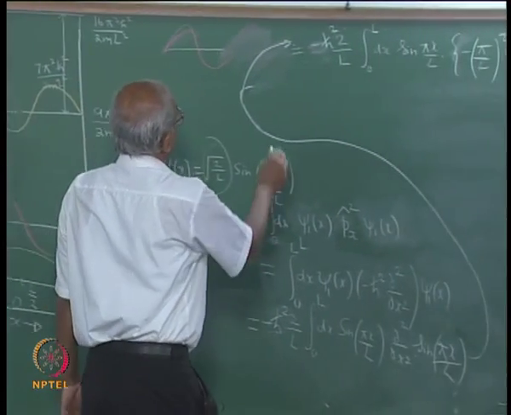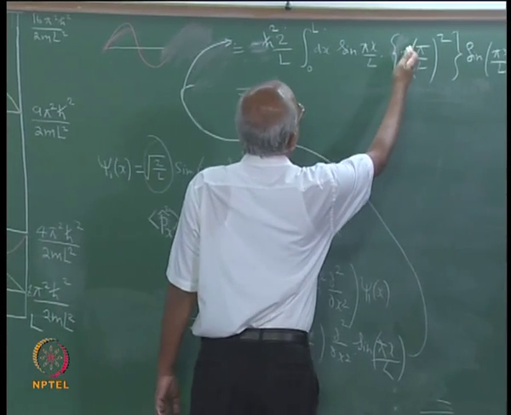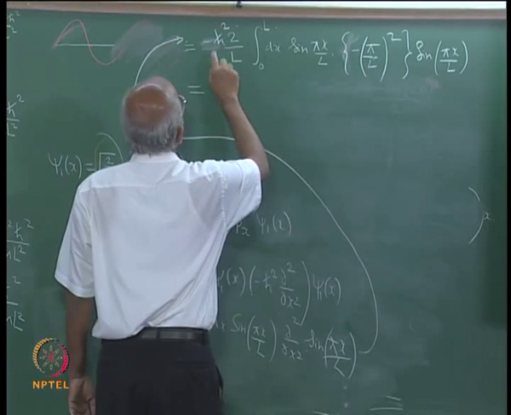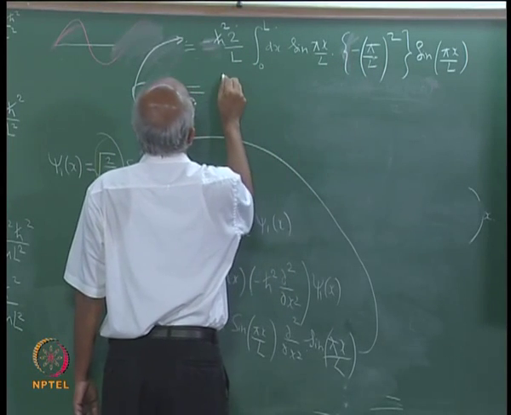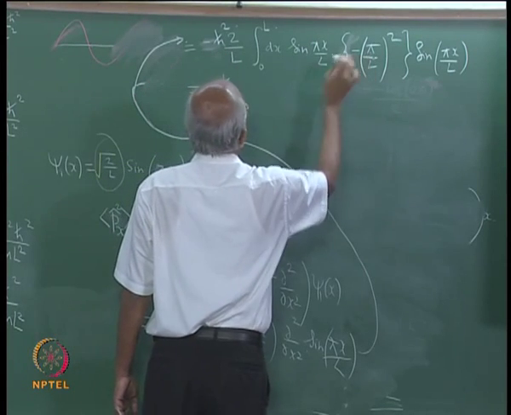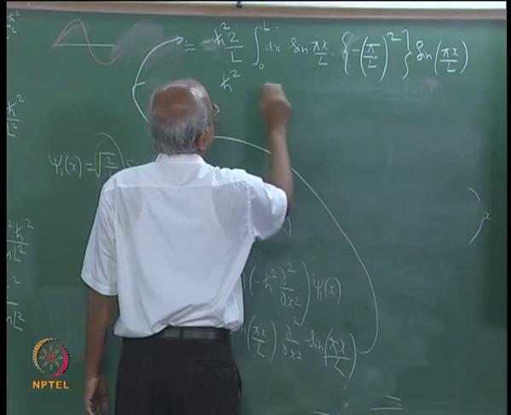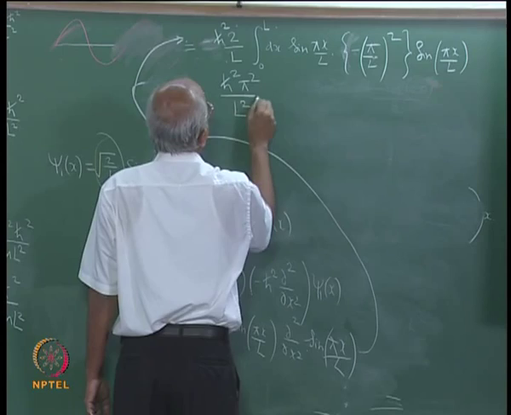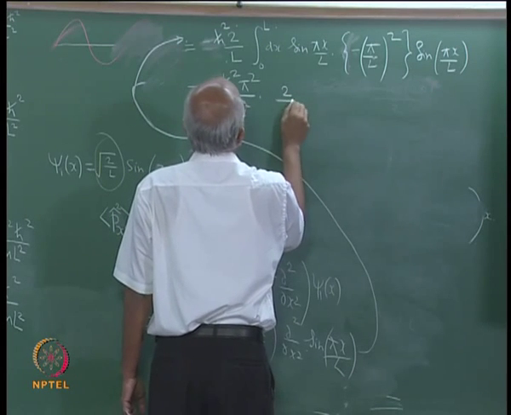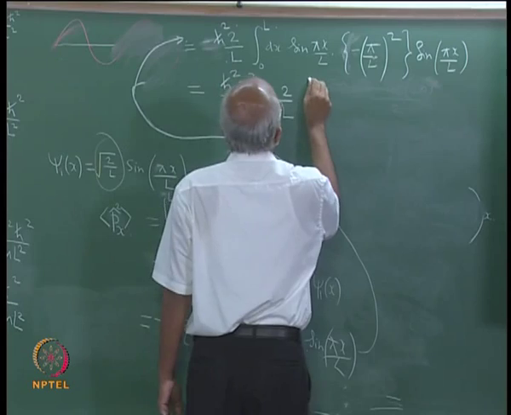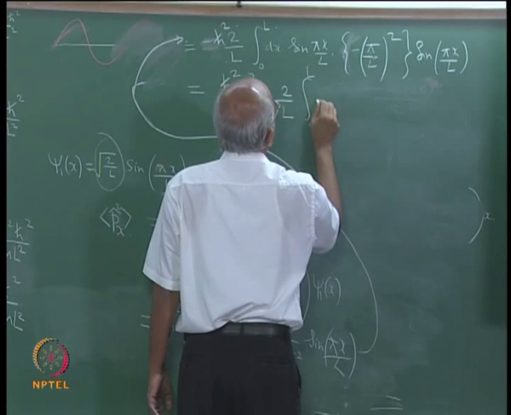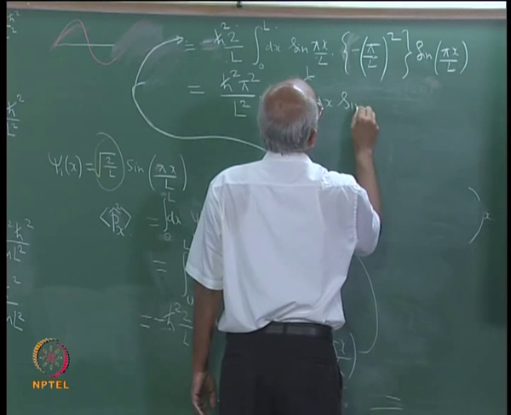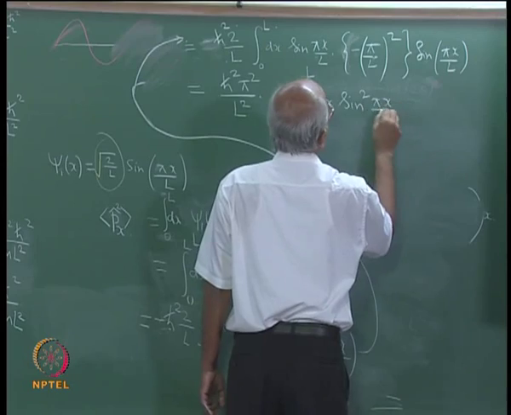So, therefore, what is going to happen, this factor and that factor I can combine. What would I get? h cross square, there is a negative sign there and a negative sign there, I can forget the two negative signs. h cross square pi square divided by L square is what you are going to get, and then you will have of course this 2 by L, and you are going to get integral 0 to L dx sin pi x by L, another sin pi x by L. So, you will get sin square pi x by L.